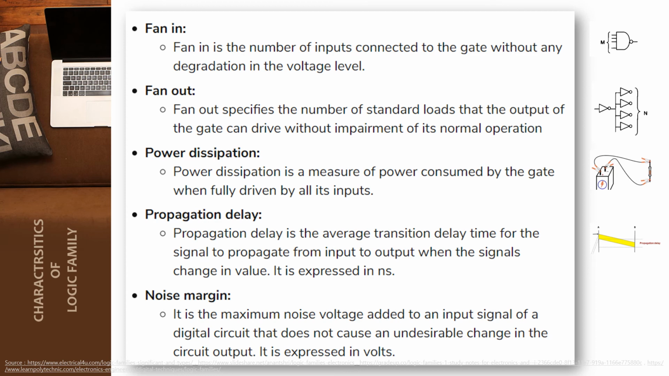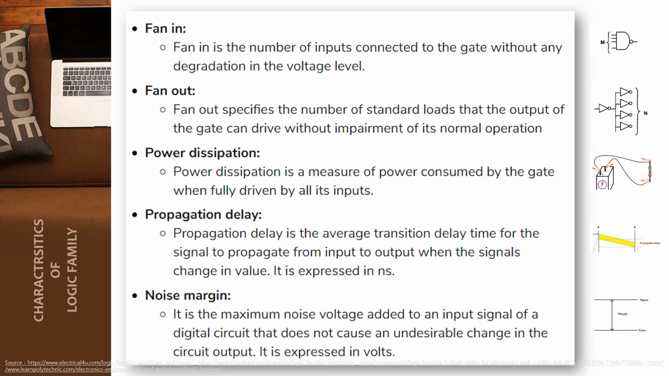Then the last characteristic is noise margin. It is the maximum noise voltage added to an input signal of a digital circuit that does not cause an undesirable change in the circuit output. It is expressed in volts. So see what happens, there is one signal line and there is one noise line, right? When your signal changes its state, it might be possible that it generates some noise. So what is the limit, what is the margin of that noise? When we set that margin or when we measure that limit, we call it the noise margin.